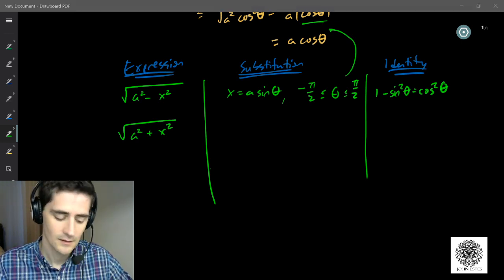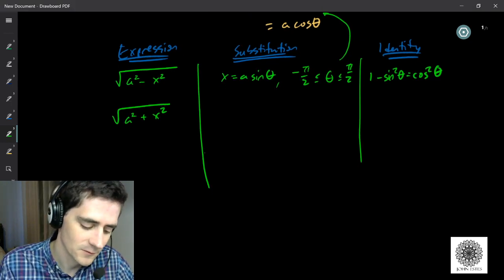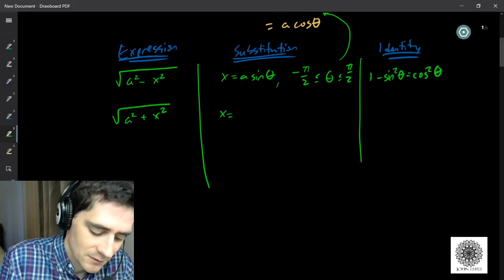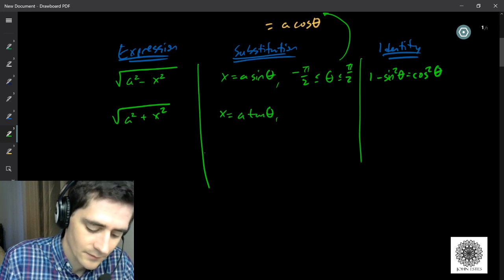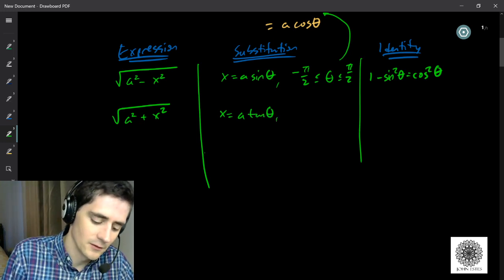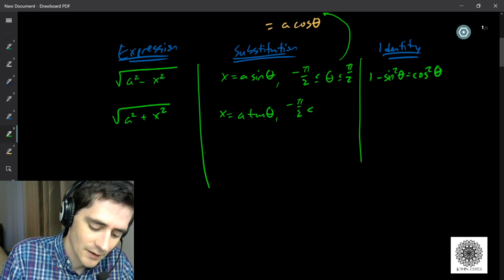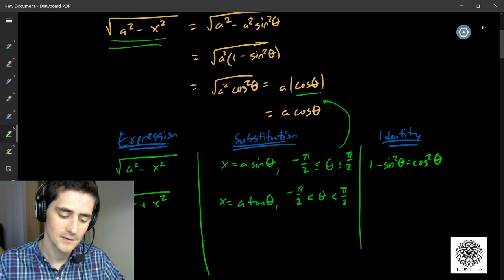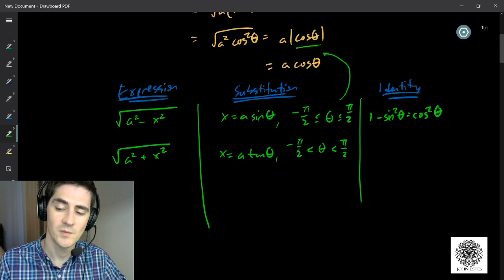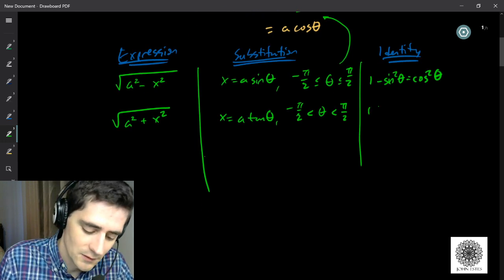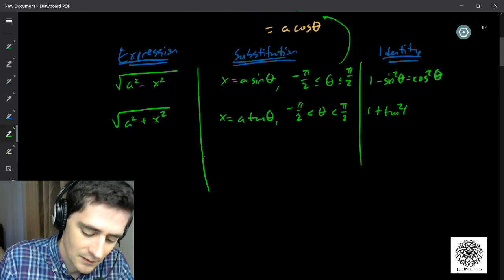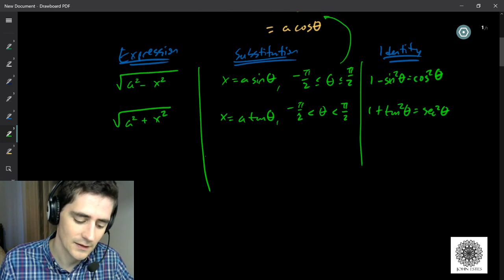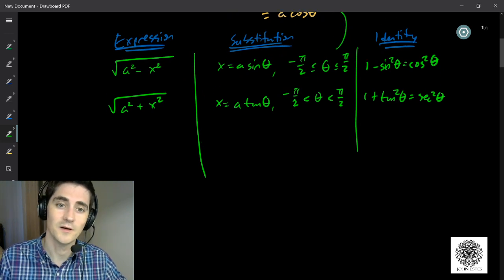Alright, so if I have a square root of a squared plus x squared, the substitution you're going to use there is tangent. And your restriction on the angle is going to be the same, except we don't allow it to be negative pi over 2 to pi over 2. And again, that's kind of a technicality. It's just so that when you drop the square root, you still have a positive value. And what we're going to use here is the trig identity 1 plus tangent squared equals secant squared. So the square root is actually going to end up being a secant expression.